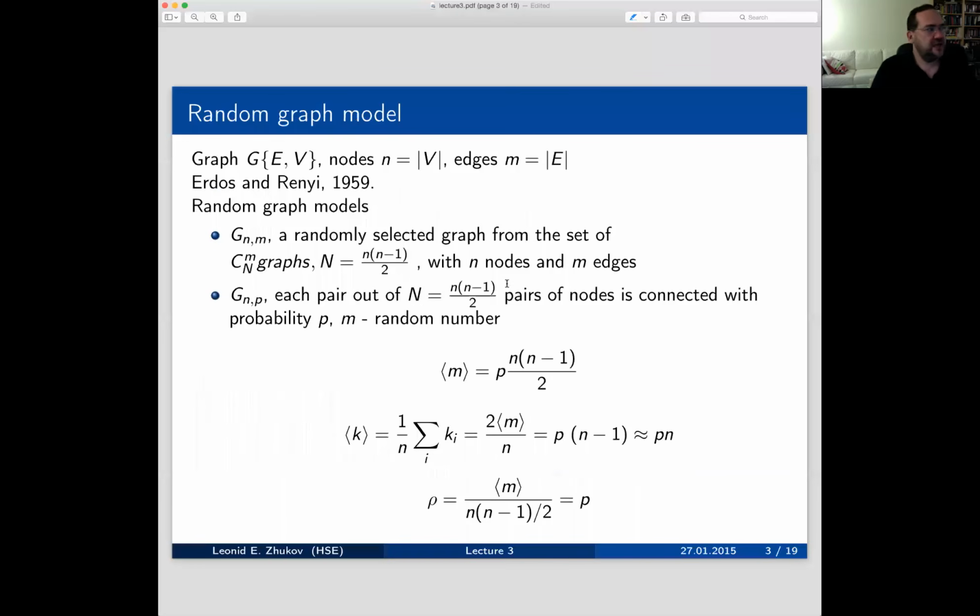So what is a random graph model? The mathematical formulation is the following. Let's say I have a graph G. The graph has n nodes and m edges, and the notation will be the nodes are the set V, edges the set E, and those are the sizes of the sets.